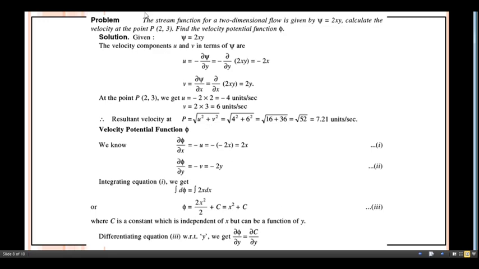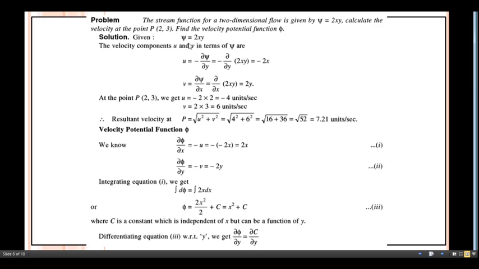Let us discuss the next problem. The stream function of a two-dimensional flow is given by ψ equals 2xy. Calculate the velocity at the point P(2,3) and find the velocity potential function φ. For that, the value for ψ with us is 2xy, and the velocity components u and v in terms of ψ are.